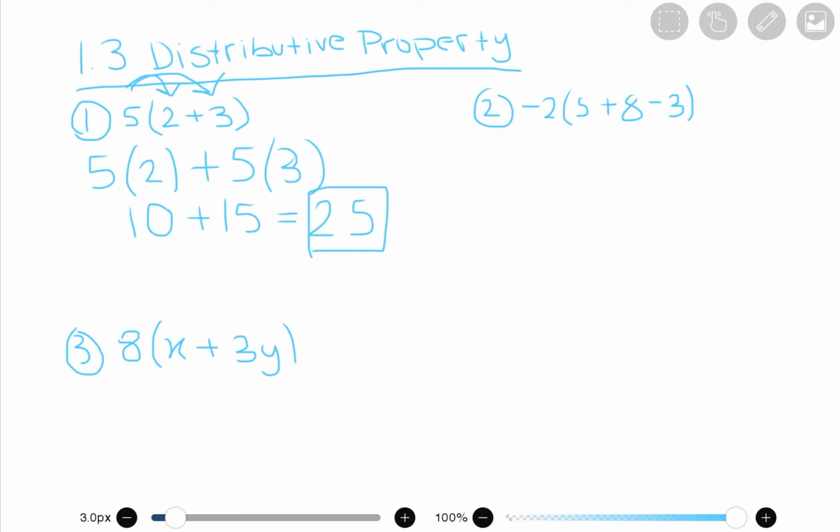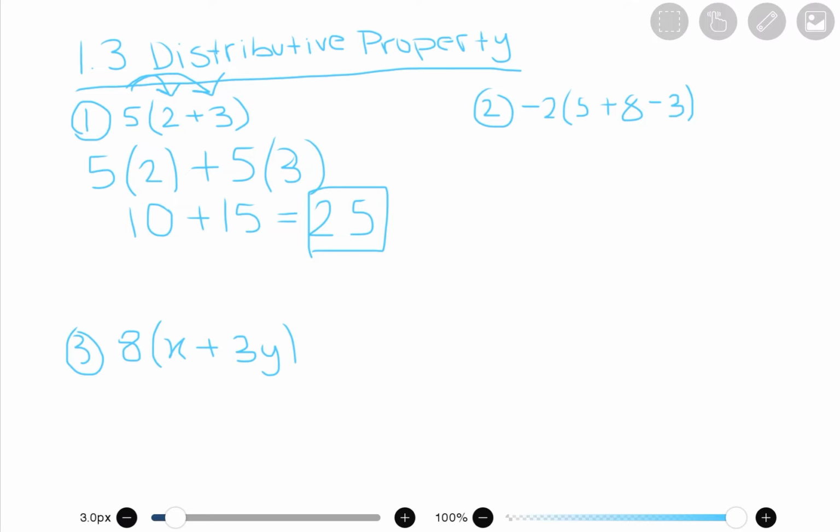So one mistake that some people make is to forget about the signs. For example, we have the second problem, -2 times (5 plus 8 minus 3). So we have to remember to distribute the negative sign as well with the 2. We can't just leave the negative sign alone.